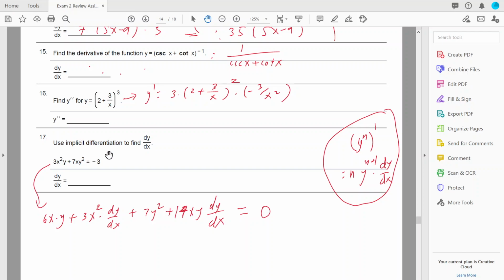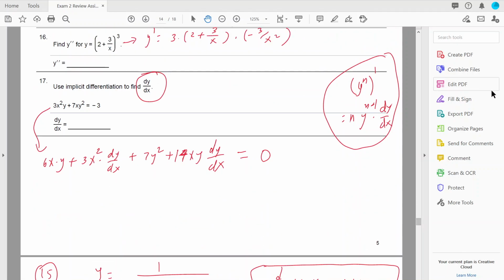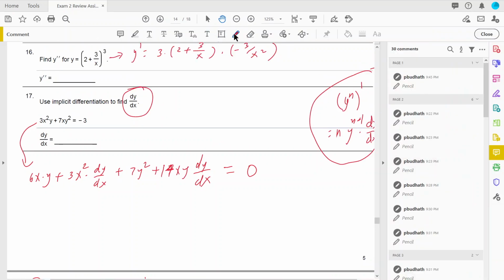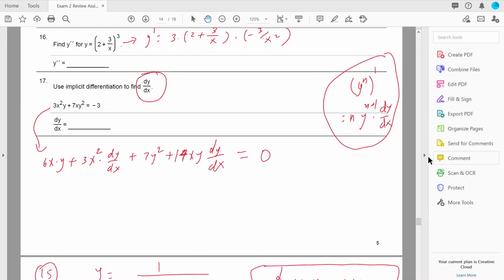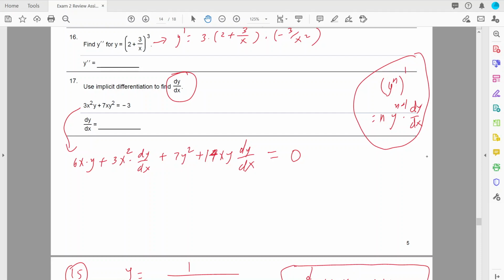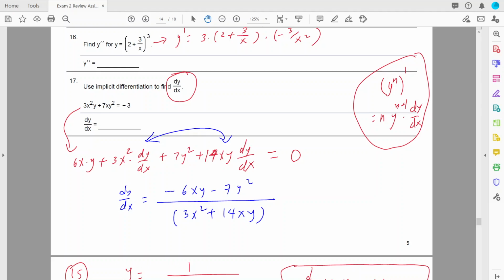So finally, for implicit differentiation, if you are finding the value of dy over dx, you just keep all the terms with dy over dx on the left side and the rest of the terms on the right side. Okay? So here in this case, let me just use a different color here. We have to bring this 6xy and 7y squared to the right side, and we have to factor out dy over dx. So dy over dx equals negative 6xy minus 7y squared divided by, after factoring out dy over dx from these two terms, the leftover, which would be 3x squared plus 14xy. So we have to divide both sides by 3x squared plus 14xy. And that's how we can find dy over dx. That's problem 17.